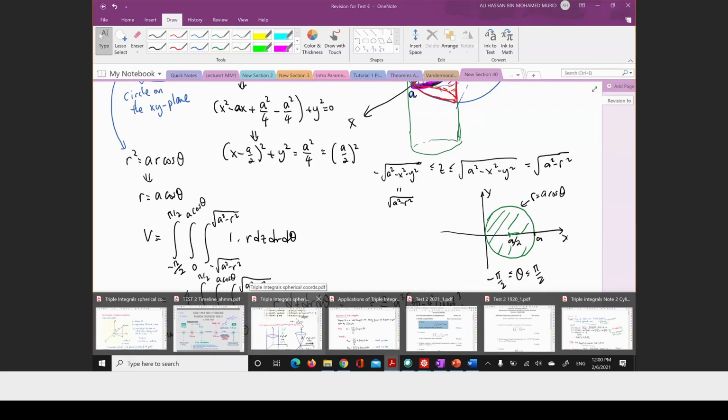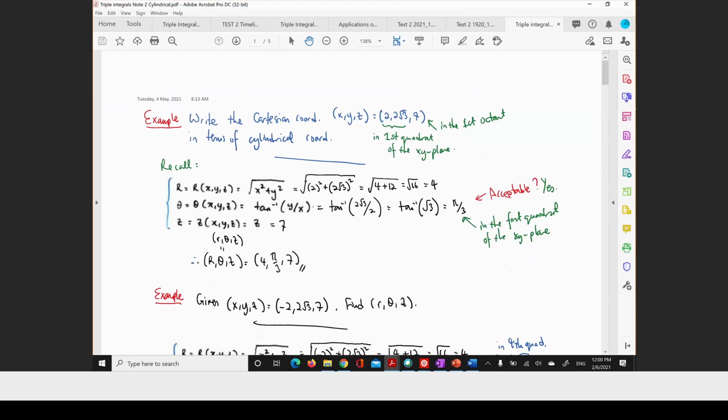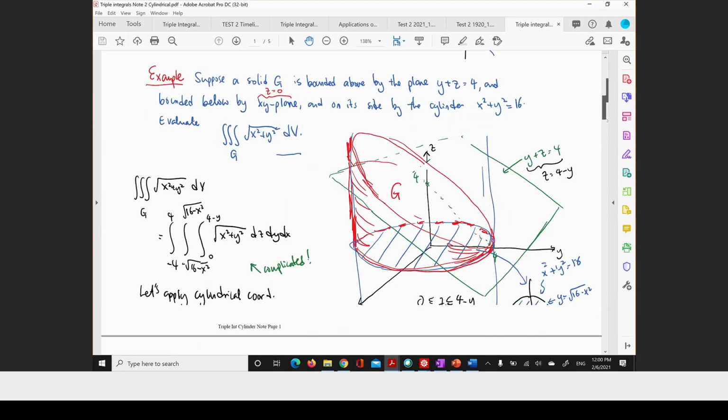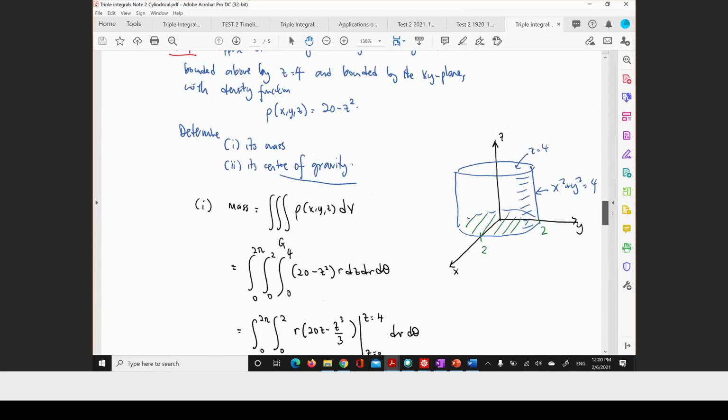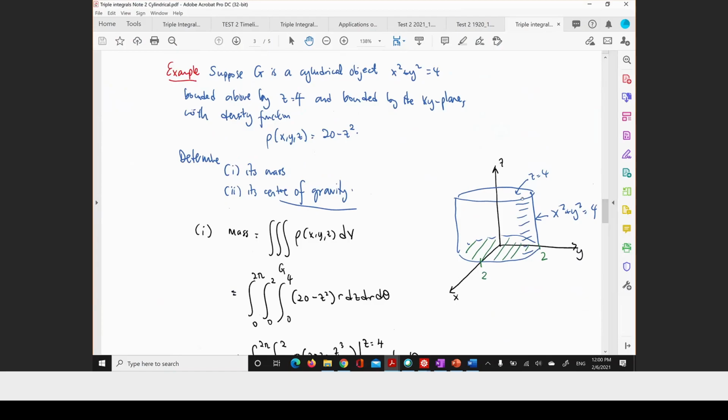Okay. Another application is the centroid, the center of mass. I think I've discussed with you something about finding center of mass in class, right? G is cylindrical. Yeah, I've discussed this in class. So this one involves the cylindrical coordinate here. First, we need to calculate the mass.